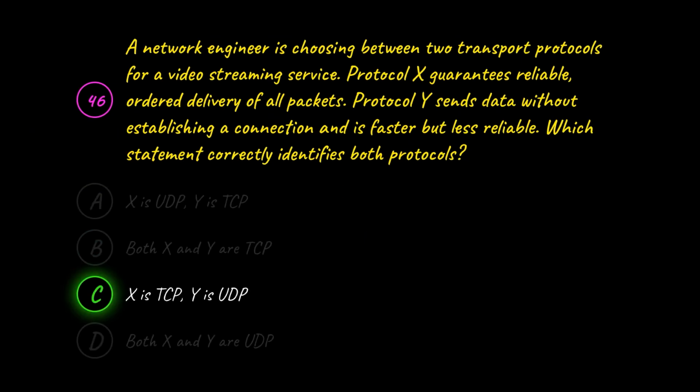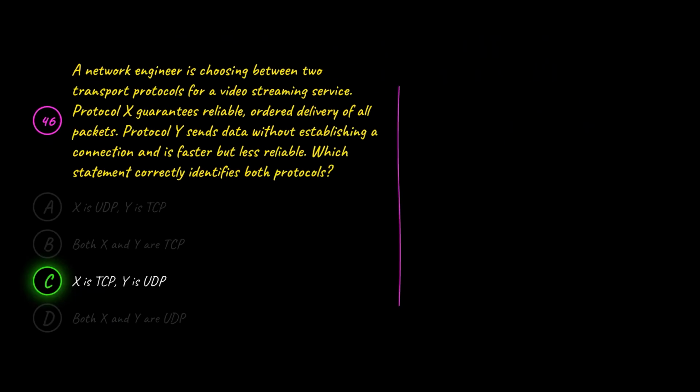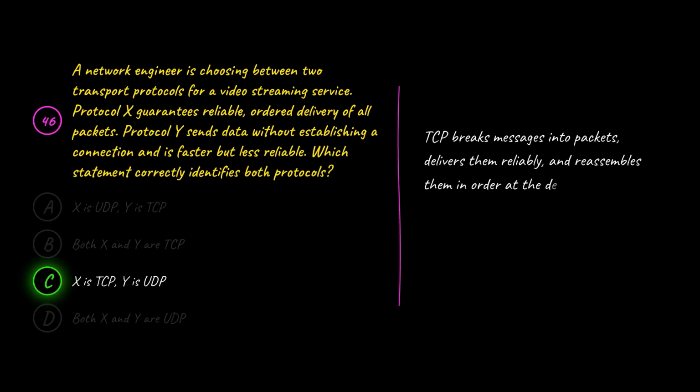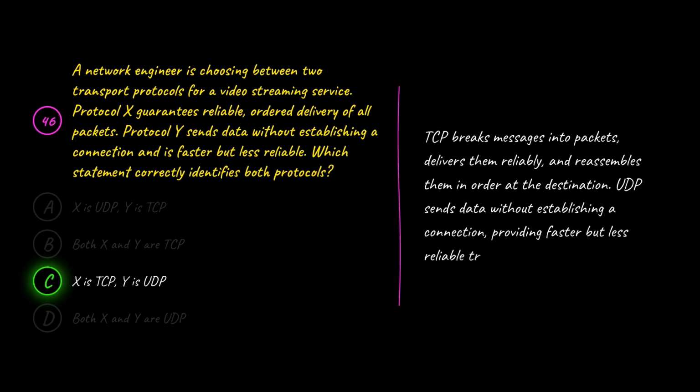The correct answer is C. X is TCP, Y is UDP. C is correct because TCP breaks messages into packets, delivers them reliably, and reassembles them in order at the destination. UDP sends data without establishing a connection, providing faster but less reliable transmission suitable for streaming media.